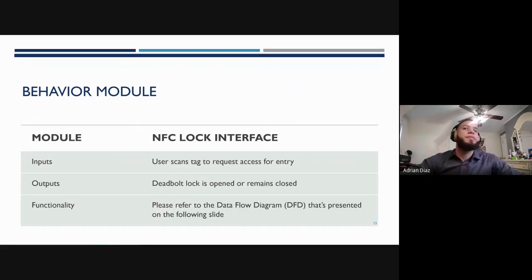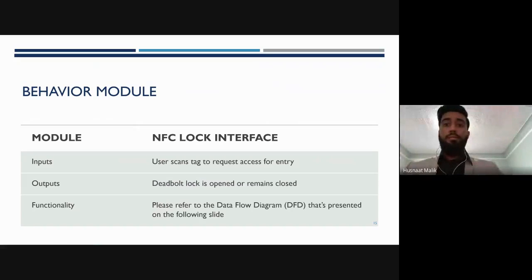Next slide. So we're going to move on to our behavior module. As we can see, our input is going to be very simple. It's going to be a user scanning their green pass or phone to request access. And the output is going to be the deadbolt locking or remaining open. We can see this through our data flow diagram on the following slide.